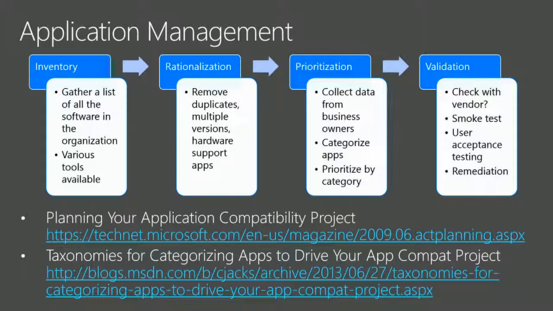There's a lot more to that than just inventory. First, you need the list, and there are plenty of tools to help with that. Then you need to rationalize that list, getting rid of duplicate versions, getting rid of hardware support tools, getting rid of all the other little garbage that you don't care about. Then you need to prioritize it, because there are some things that are worth testing, there are some things that aren't worth looking at. If it's mission critical, if the company will lose millions of dollars if this application doesn't work tomorrow, that's critical. You need to test it.